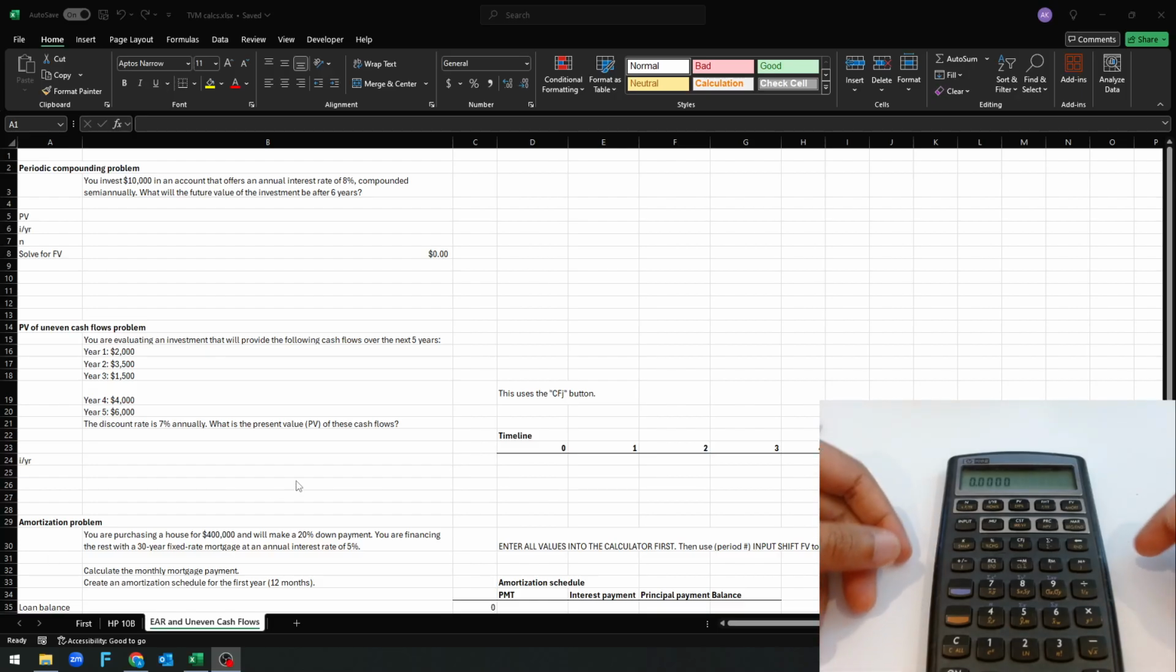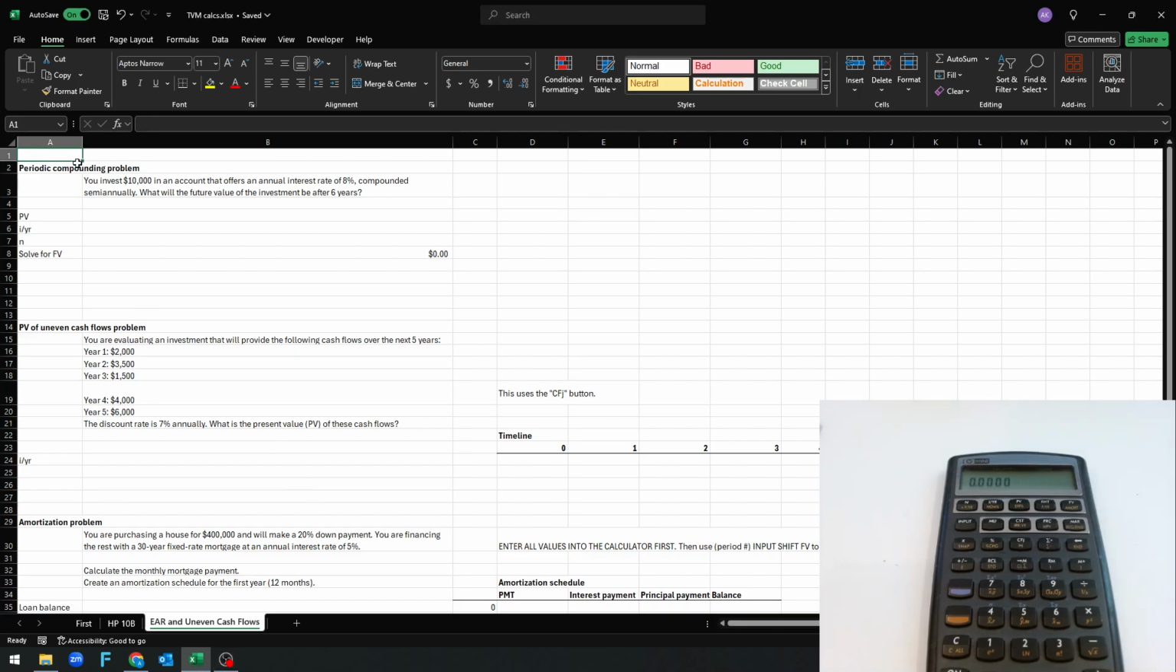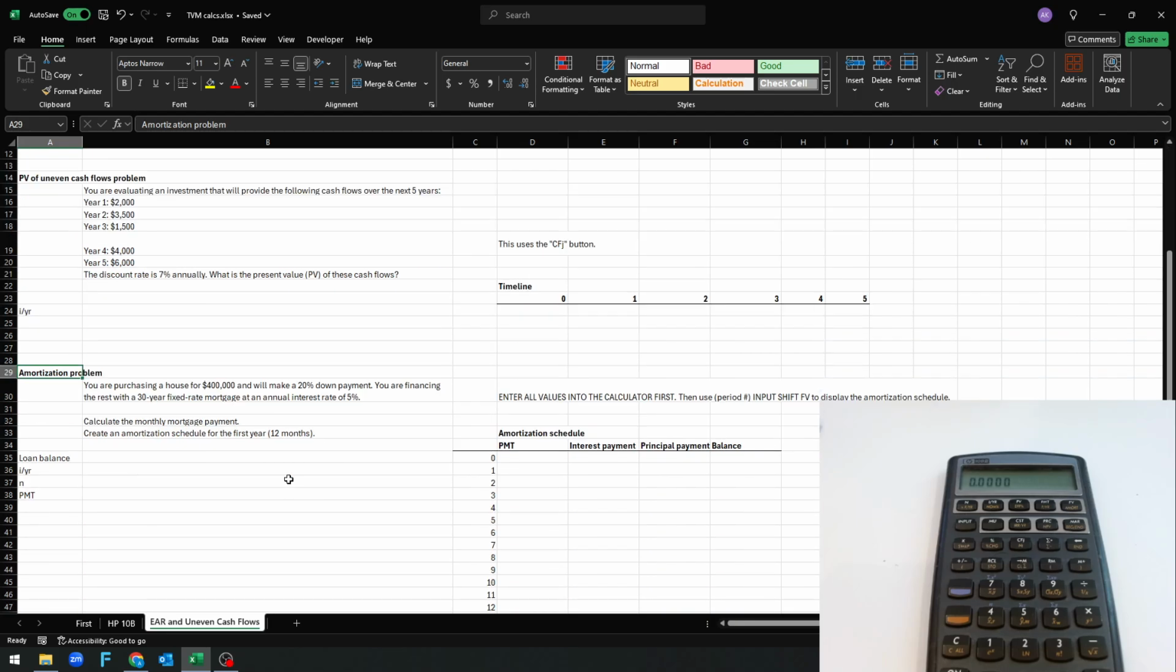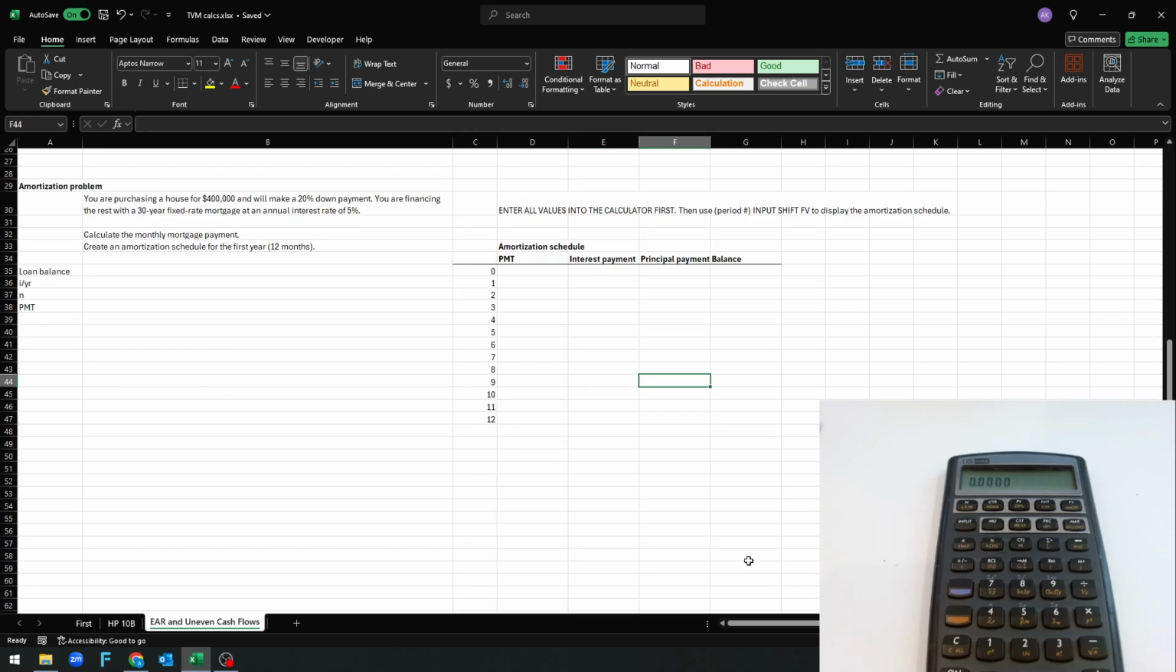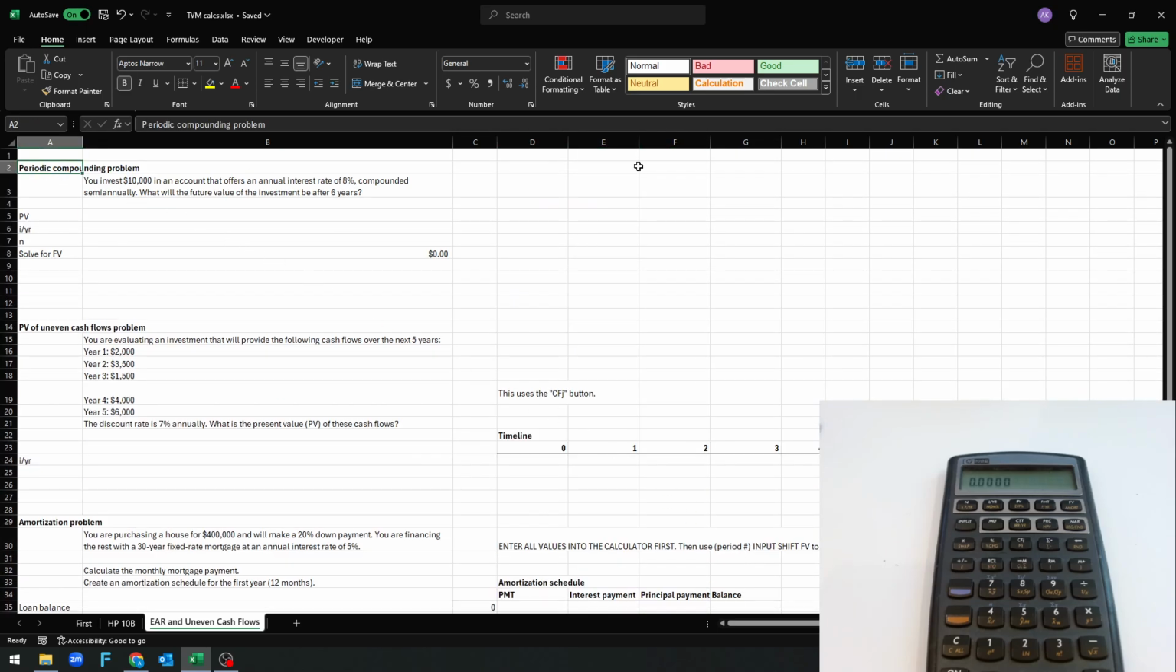Hi everyone, welcome back to the second part of the time value of money using the HP 10B2 calculator tutorial. In this tutorial, I'm going to be covering how to do three different kinds of problems. One is periodic compounding. Second is how we calculate the NPV of an uneven set of cash flows. This uses the CFJ button. And then how to calculate an amortization schedule using the calculator rather than Excel. So let's just get to it.